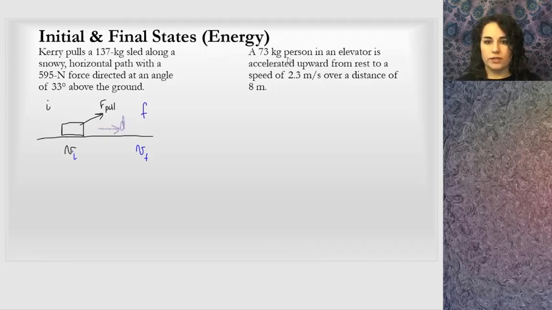Here we have a 73 kilogram person in an elevator accelerating upward from rest to a speed. So I'm seeing a couple of values in here, rest and a final speed. So we have an initial speed and a final speed. Those are things important to note in the problem statement. Over a distance of 8 meters, so it's definitely moved. So we're in an elevator. We have a person. I'm going to keep drawing free body diagrams of objects of interest.